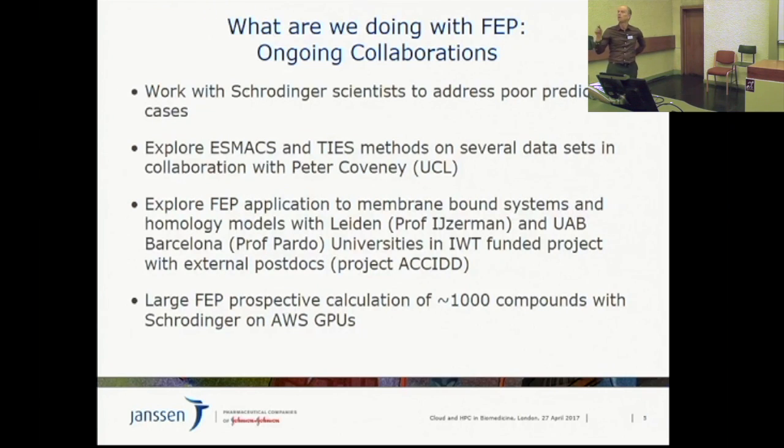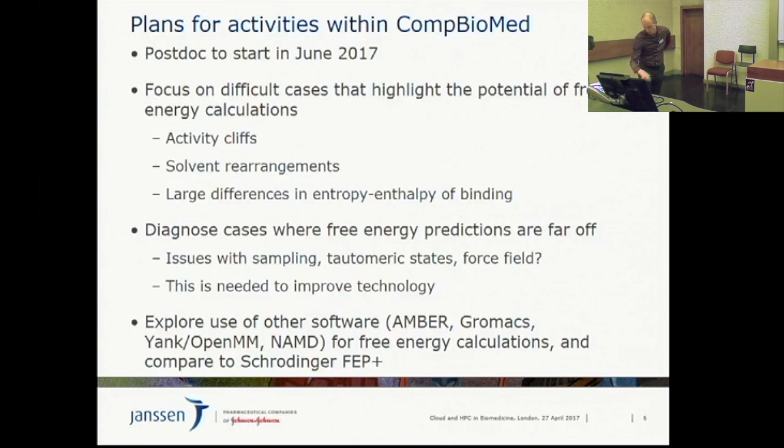I mean, remember Peter in his presentation talked about some of the stats he showed, I think, for 25 or 30 compounds or something like that. 1,000 compounds, that's quite a lot, and so for that we're currently doing that on the GPUs that are available at AWS.